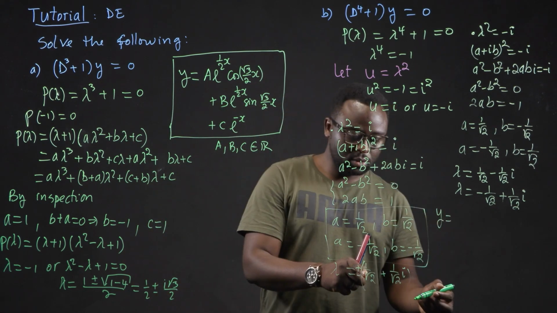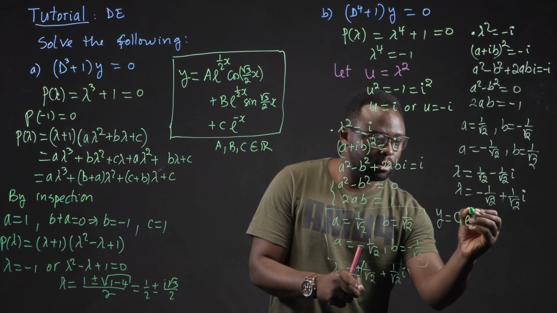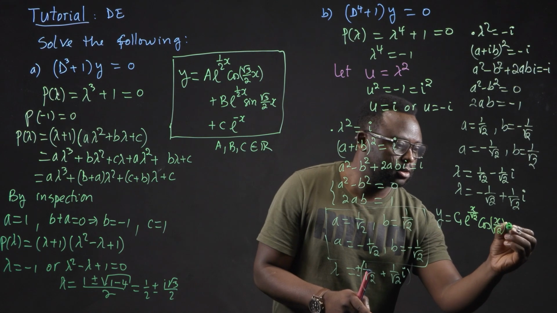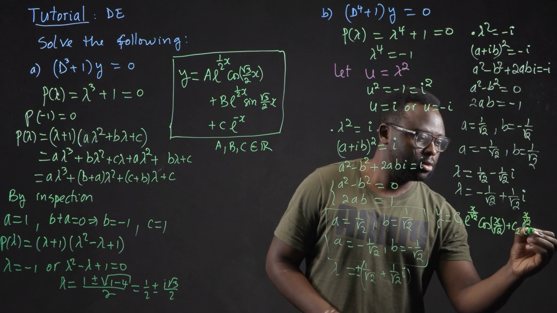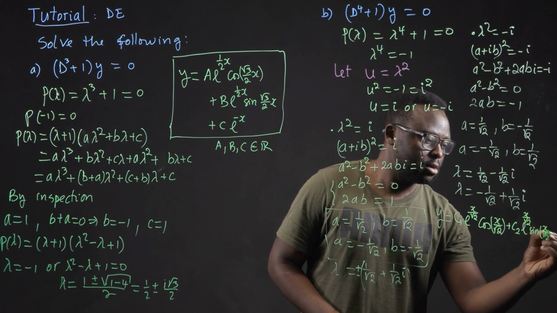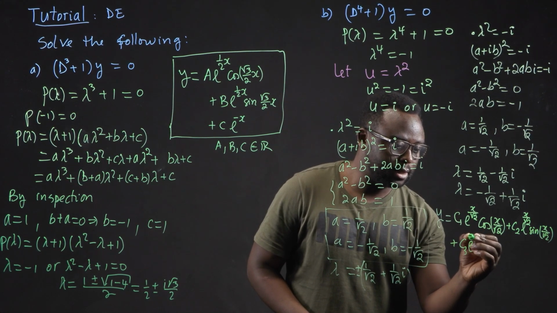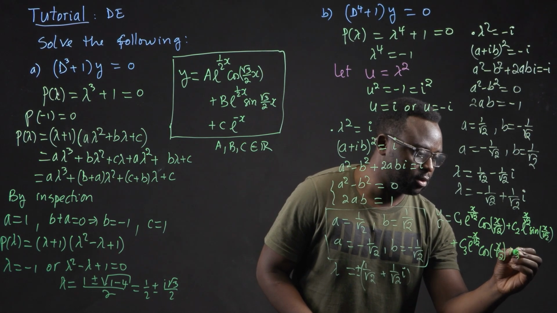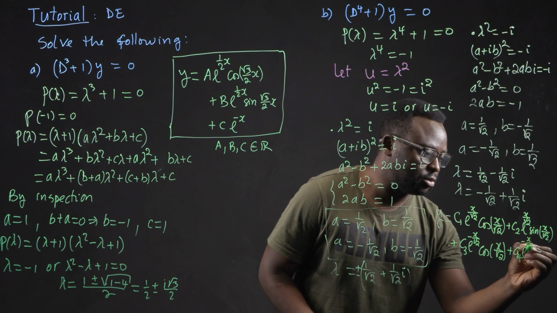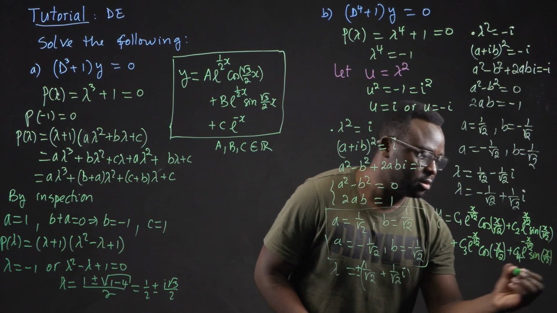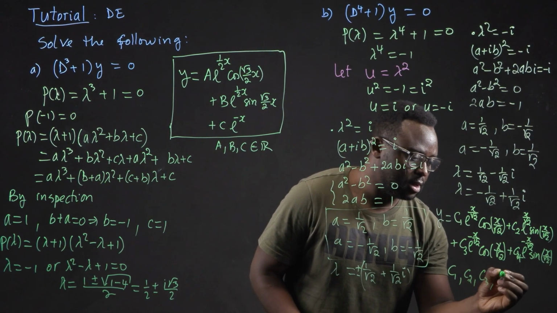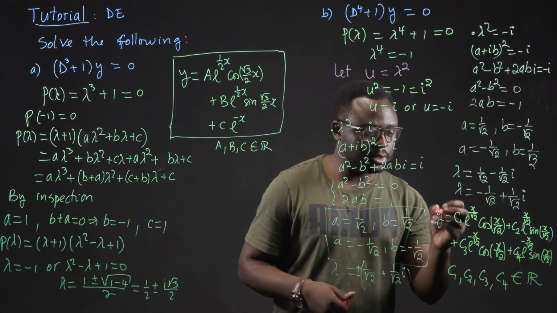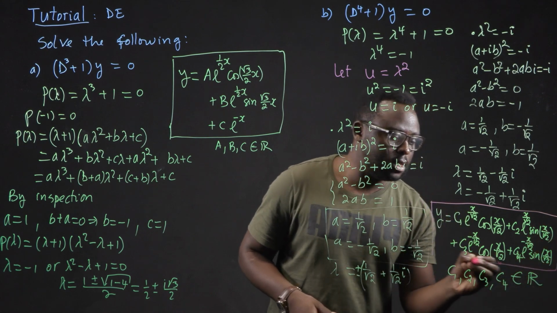The general solution here is, so if you want to write this, C1 times e to the power x over root 2 cos x over root 2, plus C2 times e to the power x over root 2 sine x over root 2, plus C3 times e to the power minus x over root 2 cos x over root 2, plus C4 times e to the power minus x over root 2 sine x over root 2, with C1, C2, C3, and C4 elements of R. So this is the solution to the differential equation B, given here in equation B.